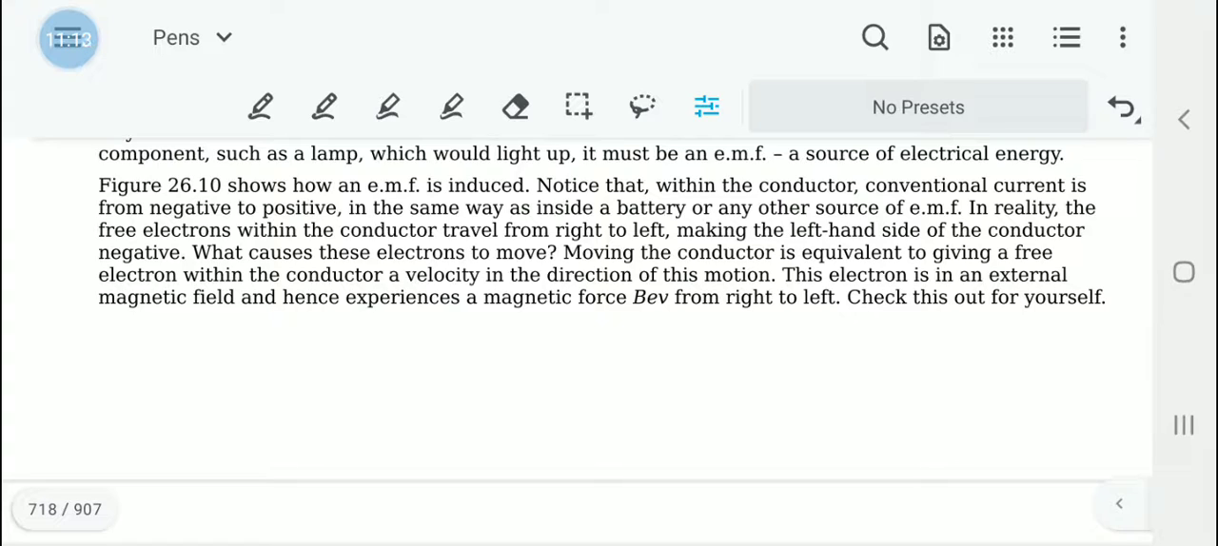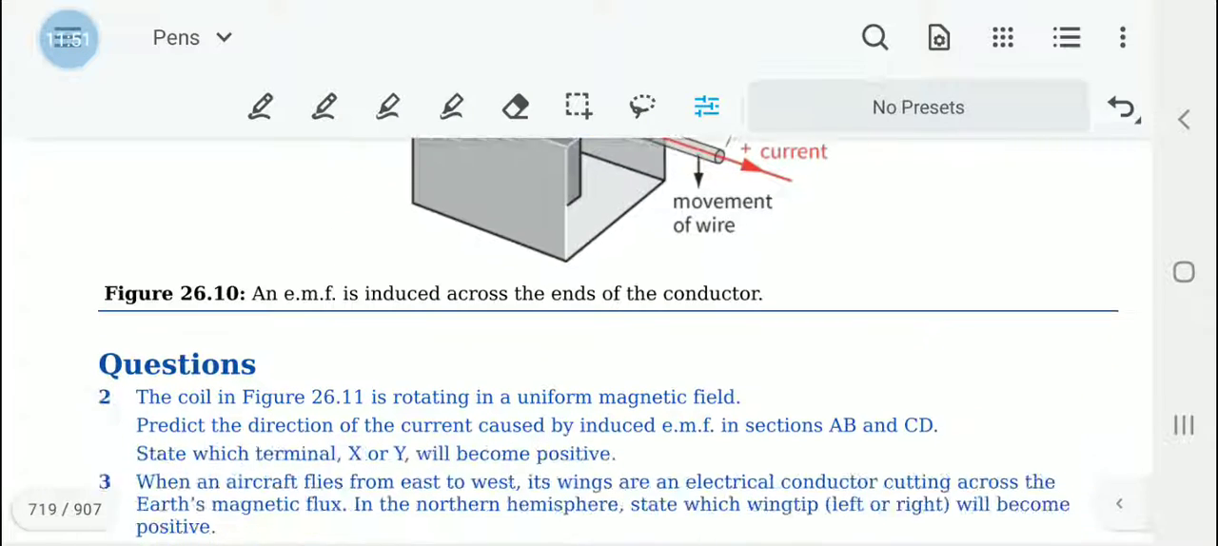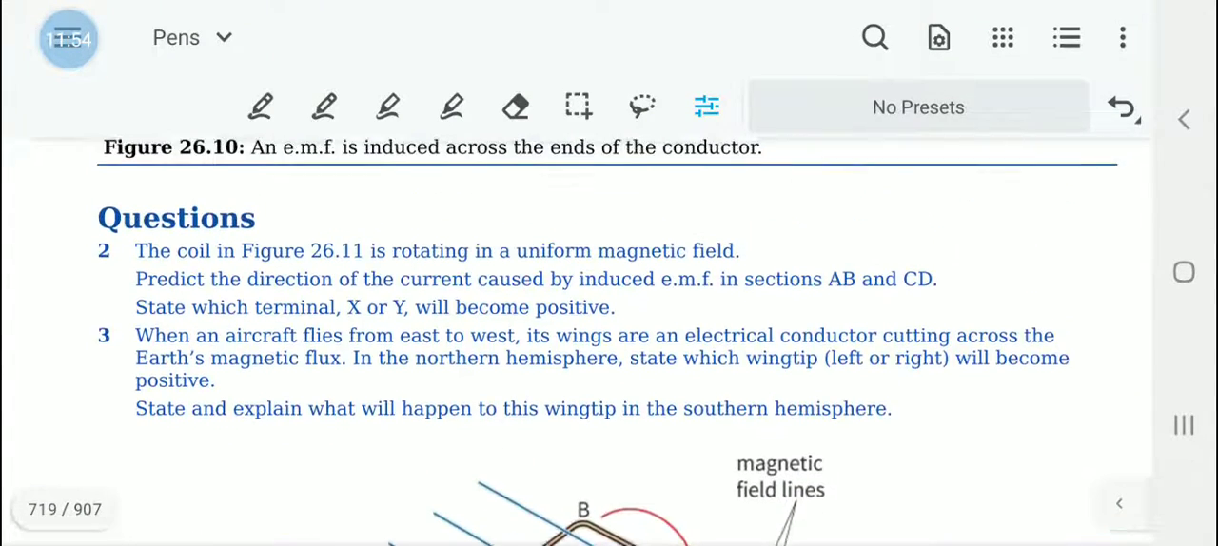Now what happens, or what causes these electrons to move? When we move the conductor, we give a free electron inside this conductor a velocity in the direction of its motion. And this electron experiences a magnetic force BeV due to the movement in the magnetic field, and that goes from right to left. That is the reason why it moves across.